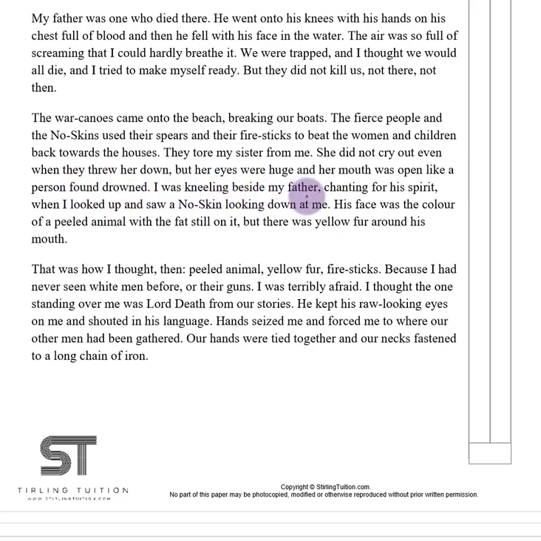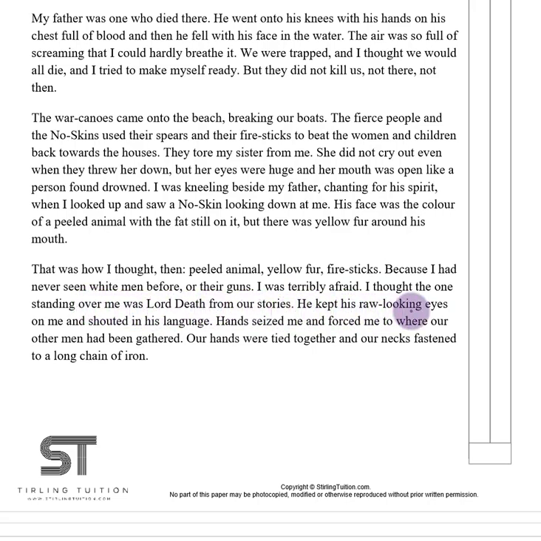I was kneeling beside my father, chanting for his spirit, when I looked up and saw a no-skin looking down at me. His face was the colour of a peeled animal, with the fat still on it, but there was yellow fur around his mouth. That was how I thought then. Peeled animal, yellow fur, fire sticks? Because I had never seen white men before, or their guns. I was terribly afraid. I thought the one standing over me was Lord Death from our stories.